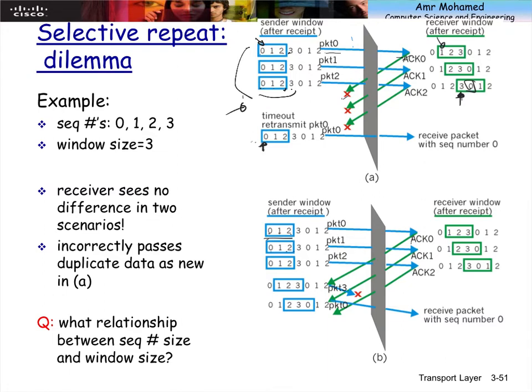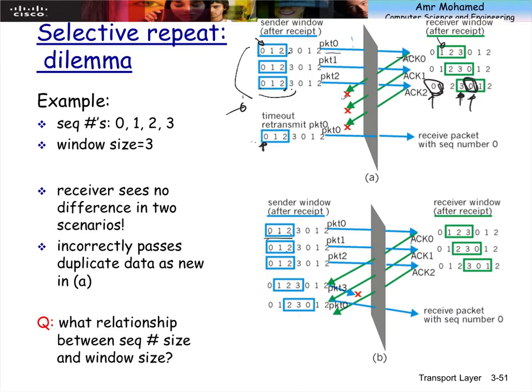Why? A different packet. Just the fact that they have the same sequence number doesn't mean that this packet is similar to this packet. Be careful, the content is different. Just the fact that they happen to have the same sequence number doesn't mean that the content is the same. These segments are different. They have different content.